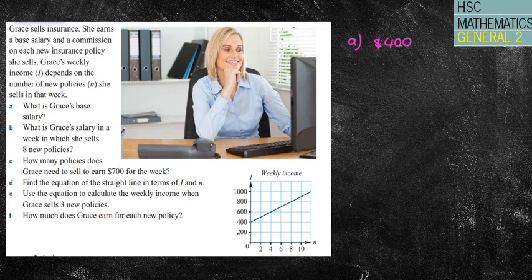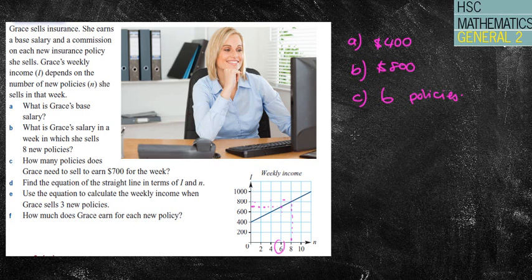They might have asked you different questions such as what does the y-intercept represent, and you would have said her base salary. But okay, that's our first question done. B, what is her salary in a week if she sells 8 new policies? I go up to 8 and across, we get $800. C, how many policies does she need to sell in order to earn $700 for the week? Well, that's going to be between 600 and 800. I go across till I hit my line, go down, we get 6. So 6 policies.